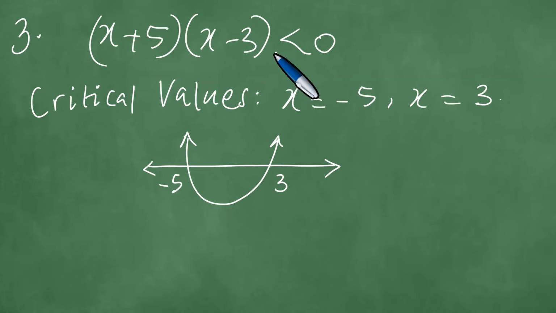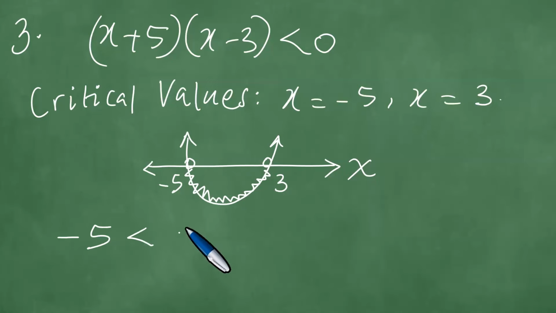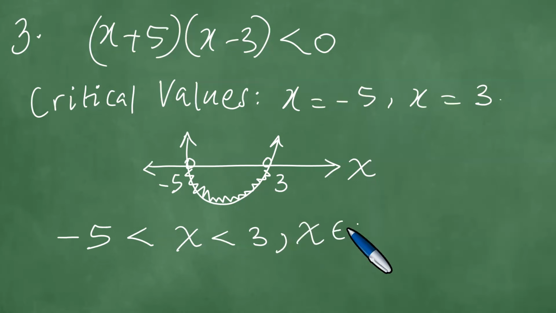But when the inequality here is strictly negative, less than 0, it means that we're looking at where this is certainly below the x-axis in the graphical representation. Below the x-axis is between minus 5 and 3 exclusive. And therefore we have minus 5 less than x less than 3. This is how we say x lies between minus 5 and 3. This becomes the answer, and obviously our x here is a real number. Just look at that with utmost caution.